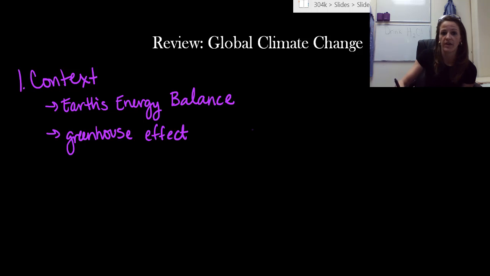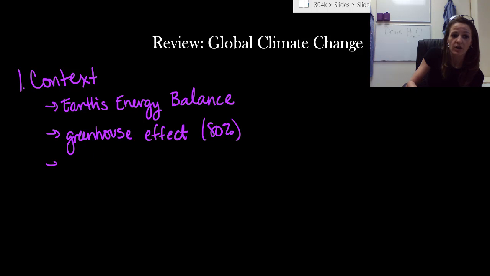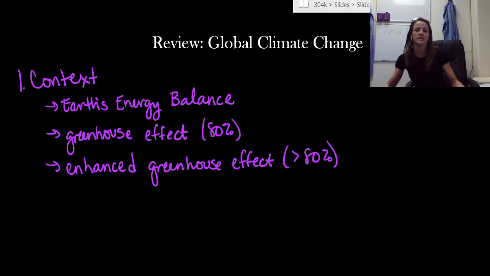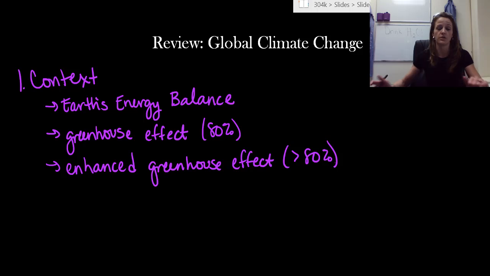So our greenhouse effect is when about 80% of that energy is absorbed. However, what we're experiencing here on Earth right now in 2015 is the enhanced greenhouse effect. And the enhanced greenhouse effect is when you have greater than 80% of that energy absorbed. So this is what's happening right now, and it's not a good thing. It's actually a bad thing, but you need to know both of them, and you need to know the difference.